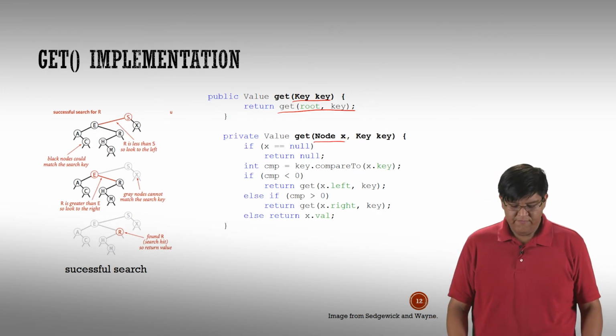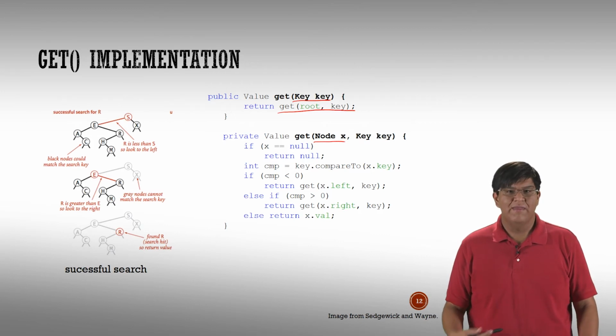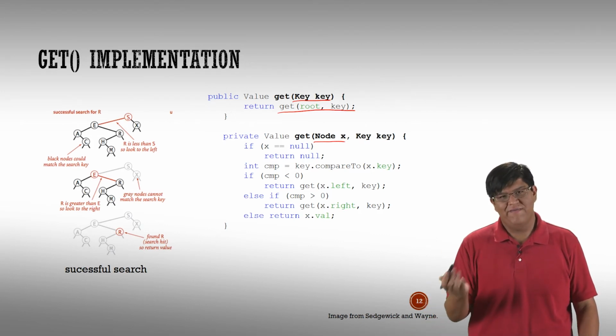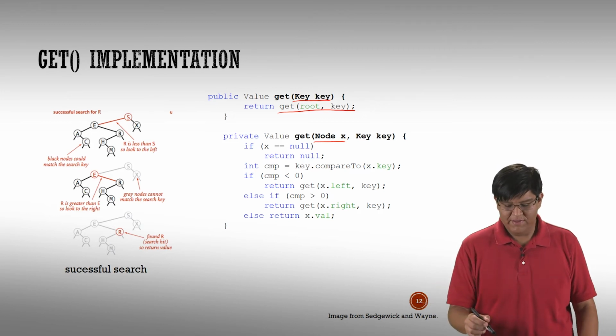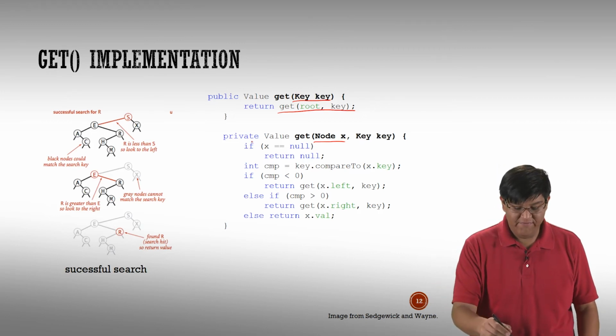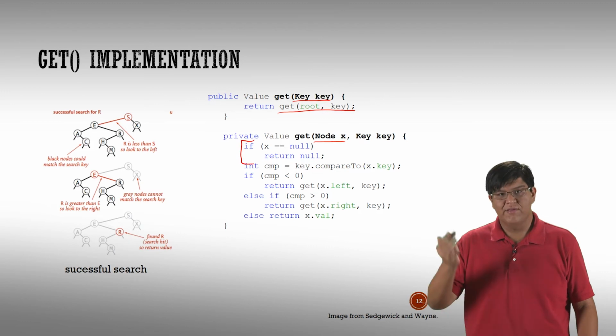So looking at the code, first thing we do is check: is X null? If I'm looking for a node in an empty tree, I'm not going to find it, so I just return null. So this is basically the empty tree case, this stuff over here. All right, so let's say we're not looking at an empty tree.